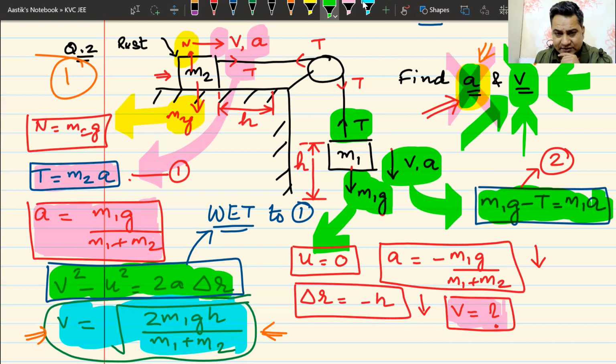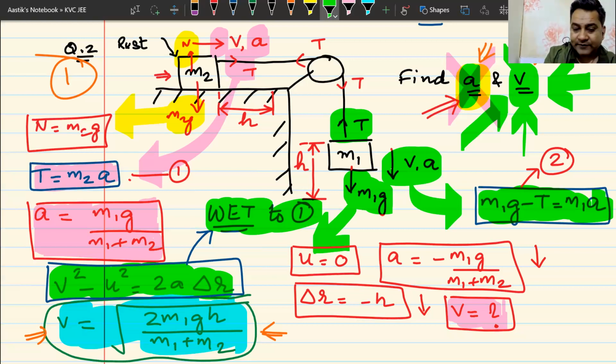Now in that case, I have always told you, if you are asked velocity, 99.9% that question has to be done by the work energy theorem. But now you will say, sir, we have already applied the work energy theorem. What different will you do? Look at how differently I am going to do it and why I am going to do it in that way.